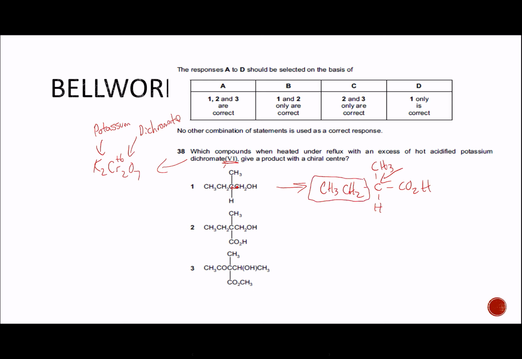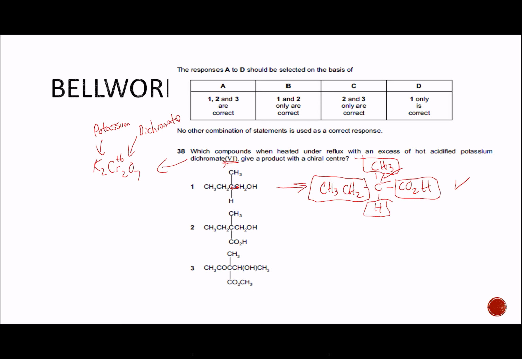So to the left I have CH2CH3. On the top I have CH3. On the side to the right I have CO2H. And on the bottom I have H. All 4 groups are different from each other, so that is a chiral center. So let's take a look at the next one.